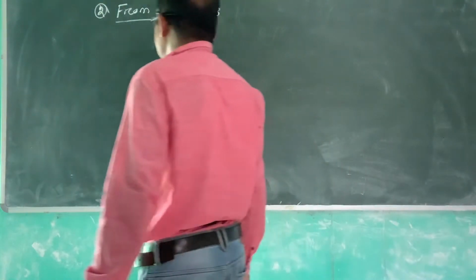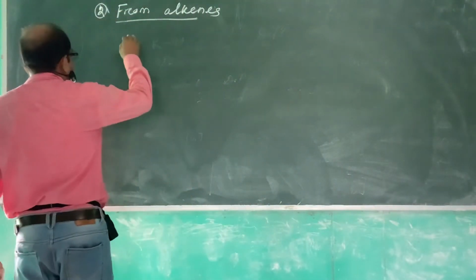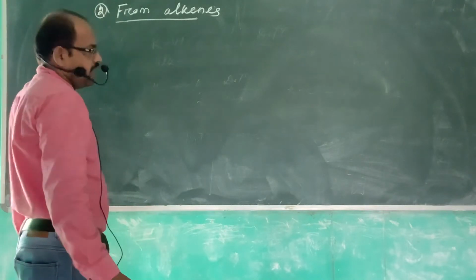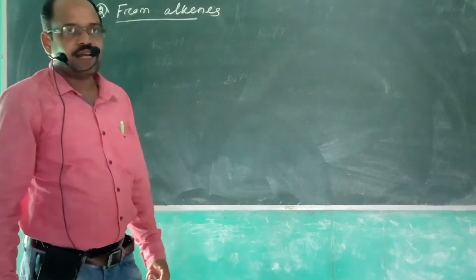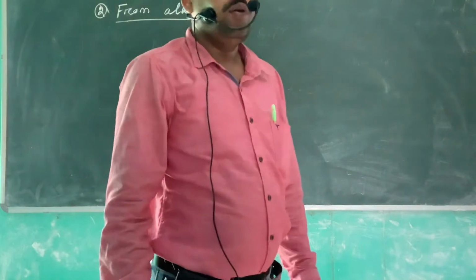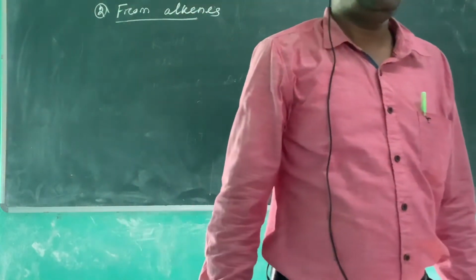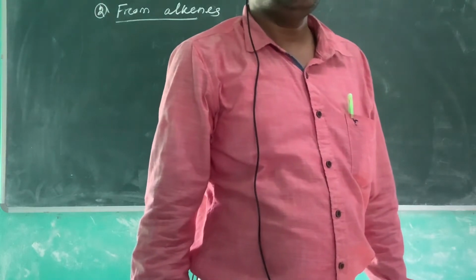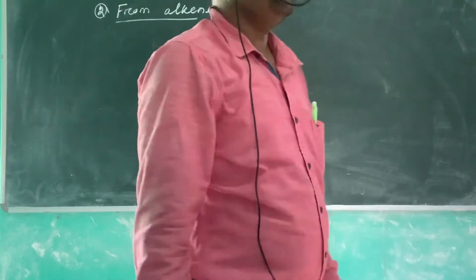There are two types of alkene. One is called symmetrical alkene, another is called unsymmetrical alkene. When HX reacts with the unsymmetrical alkene, it follows Markovnikov's rule.